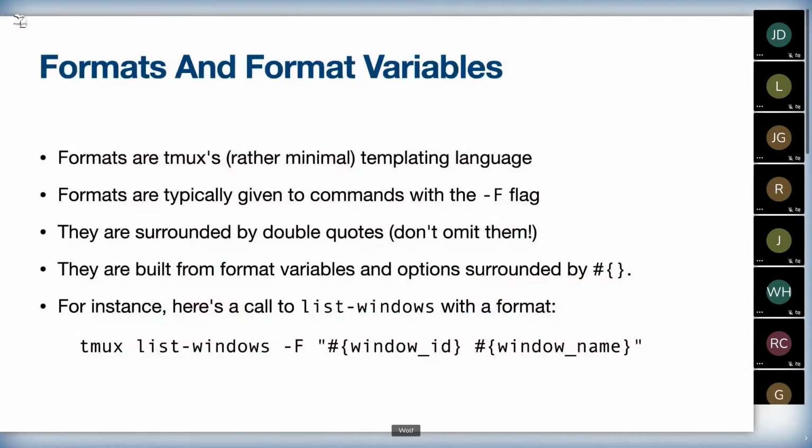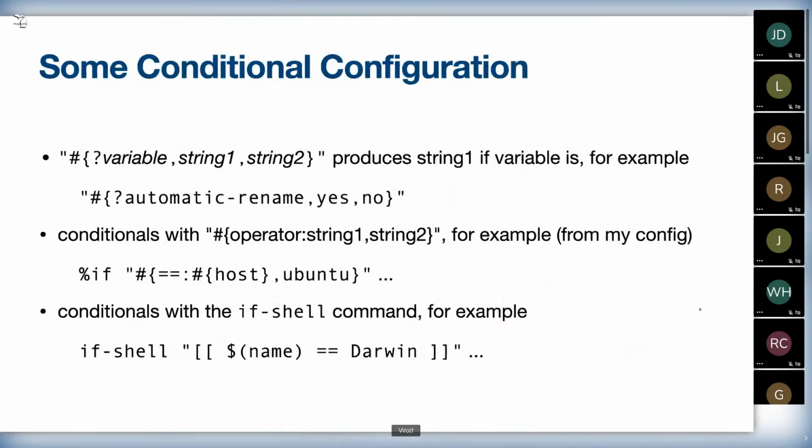Okay, so there's conditional configuration. Here are 3 different ways to make stuff happen in your config file depending on existing values or code that you run. First, there's the ternary operator, and that is when you say pound curlies with a question mark and a variable inside. I'm going to show you all these things in my config file in just a second. If the variable is truthy, it produces the first string, otherwise it produces the second string. So this would produce either yes or no if automatic-rename was turned on. Automatic-rename is either 0 or 1.